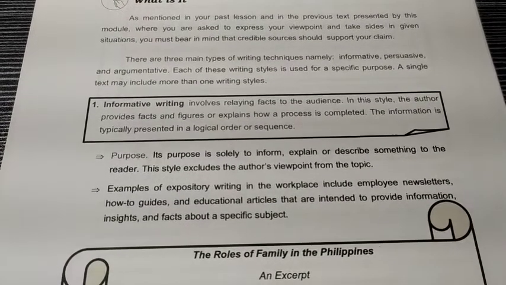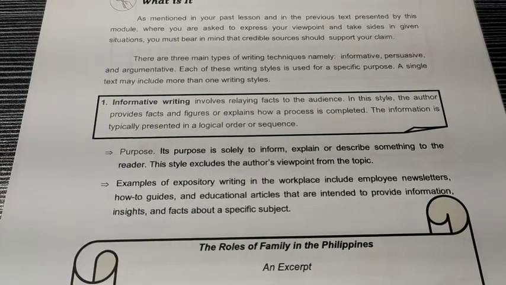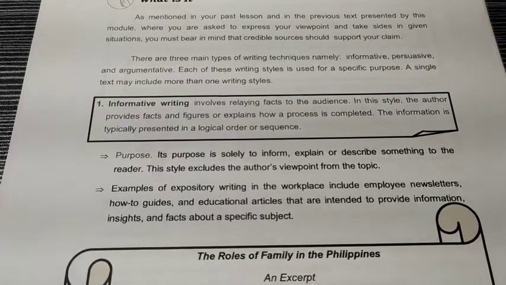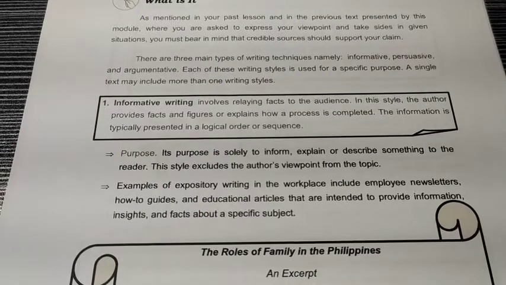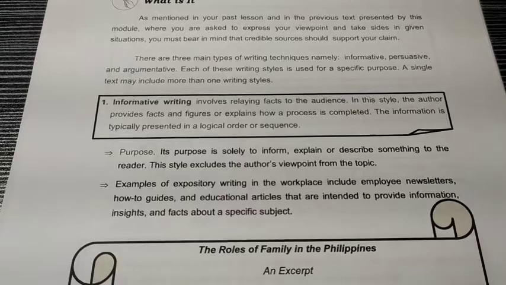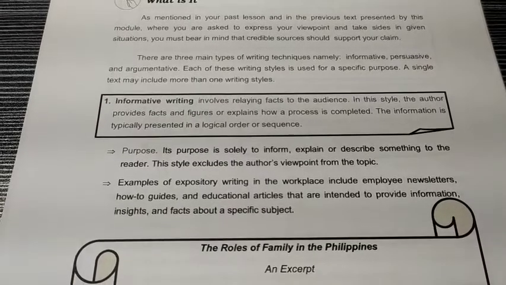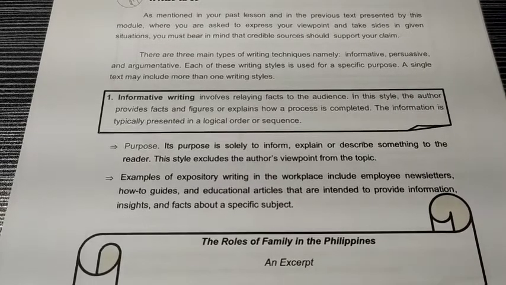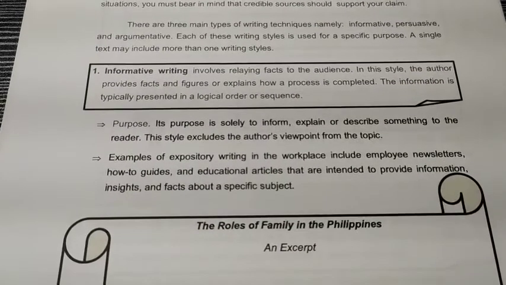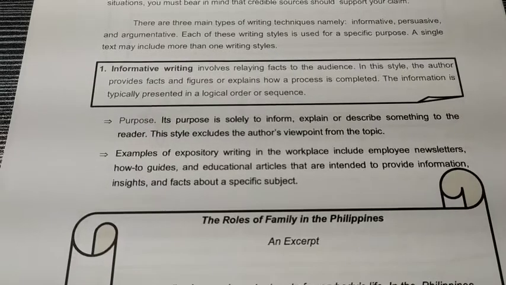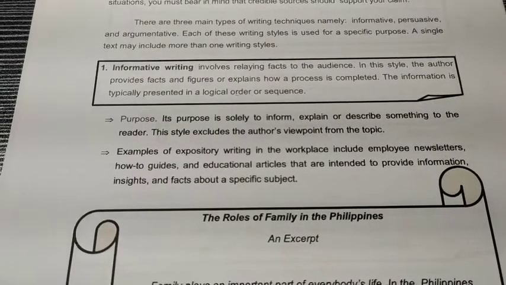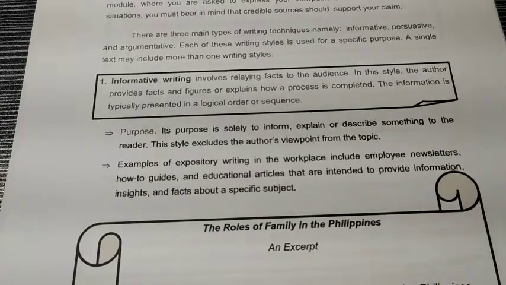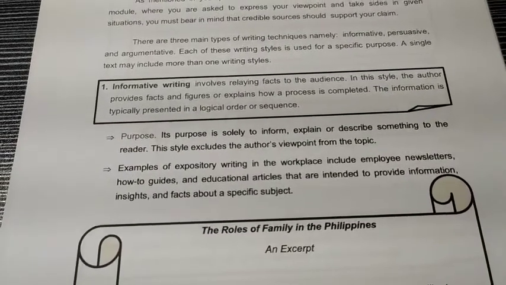Examples of expository writing in the workplace include employee newsletters and how-to guides. Meaning of how-to, these are the processes that will help other people in making a particular thing, a particular process. For example, cooking adobo. So it should be a pure fact. You will not include that, in my opinion, there should be a ketchup like that, because the taste of the classic adobo will not be achieved.